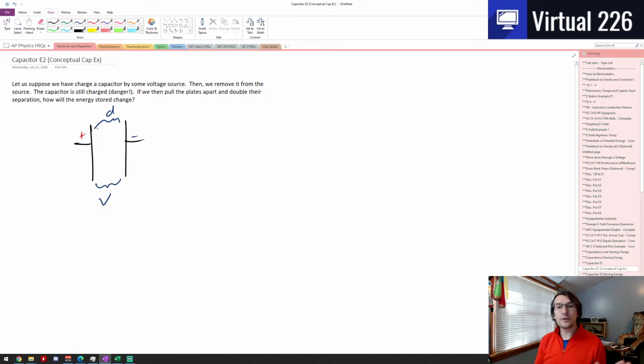Now, we remove it from the voltage source. And when we do this with a capacitor, because we've actually placed charges here, there's still a voltage across it. And this sucker is still charged, which is actually very dangerous for some electronics.